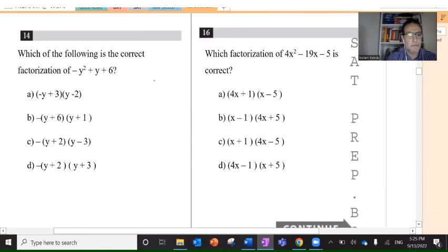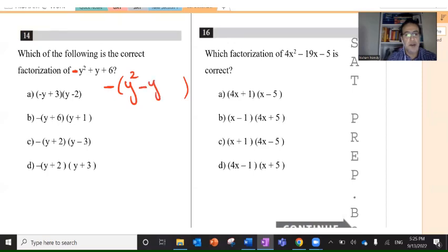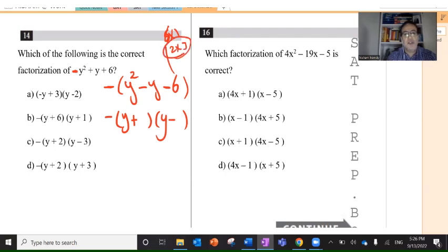Question number 14. If you have a negative outside the trinomial, I prefer that you take it outside as highest common factor and change the sign of the bracket. So it's y squared minus y minus 6. Then I will open two brackets, y and y. The last sign is negative, so one is positive and one is negative. Two numbers, their product is 6 and the difference is 1. I know that 6 is 6 by 1 and 2 by 3. The difference between 2 and 3 is 1.